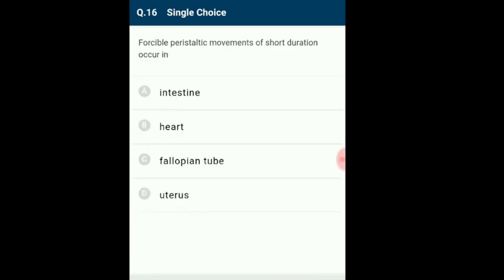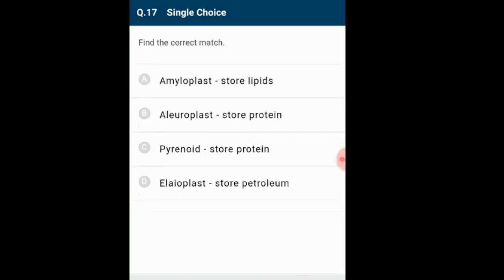Question number 16. Peristaltic movement of short duration occurs in. Forcible peristaltic movement of short duration occurring only 3 or 4 times a day moves the contents of the large intestine from one division to the next, as from the ascending to the transverse colon. So the answer is option A, intestine.